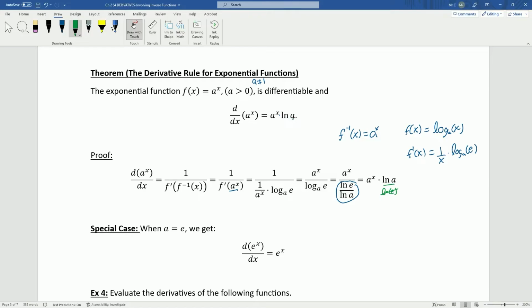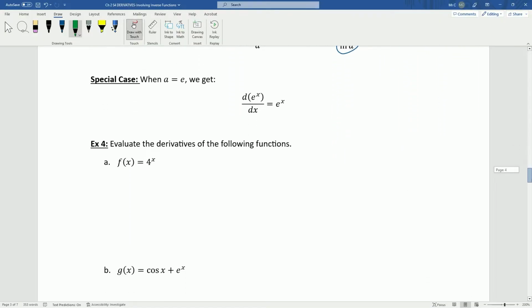Now, when a is equal to e, we get the special case. The derivative of e to the x with respect to x is just e to the x. So when you take the derivative of the exponential function base e, it just gives back itself, e to the x. That should make sense when you look here. You would get e to the x times ln of e, and ln of e again is just 1. So we get a nice simple derivative formula for e to the x.